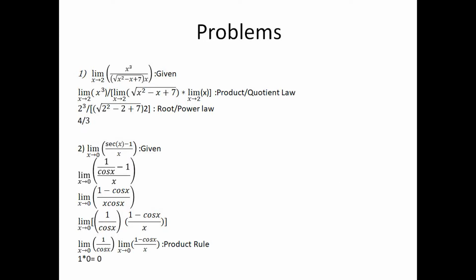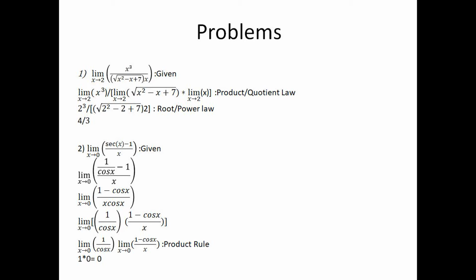To end this little presentation, we have a couple problems to work out. The first one is the limit of x cubed over the square root of x squared minus x plus 7, times x, as x approaches 2.